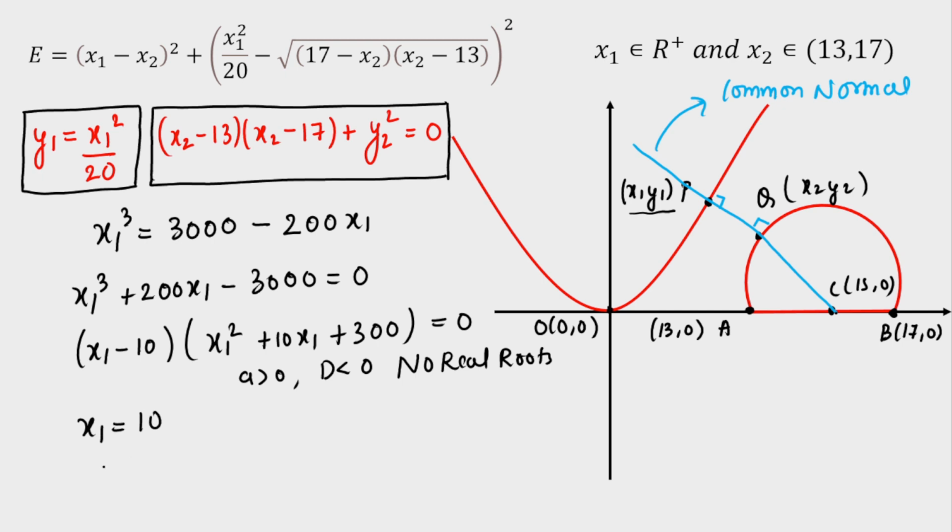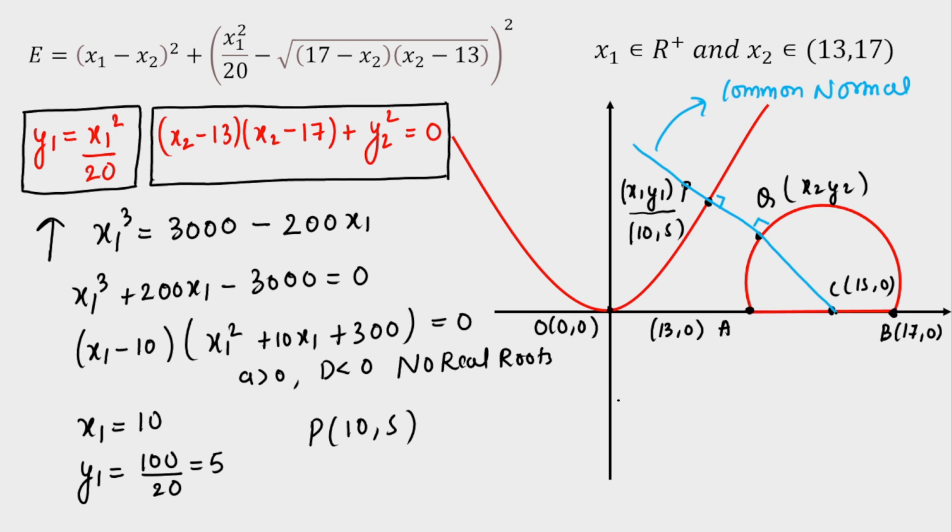So if x1 is equal to 10, let's calculate y1. From this given relation, y1 is x1 square, that is 100 upon 20, which is equal to 5. And as you can see, the point P we got, that is x1 comma y1, is (10, 5), and it's visible here also. The x coordinate of point P is 10 and the y coordinate is 5, because it is less than 13 on the left hand side.